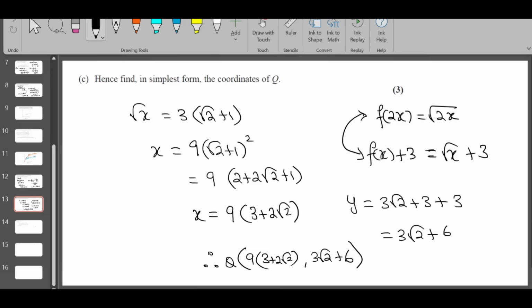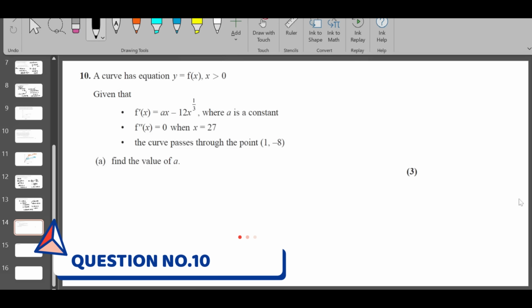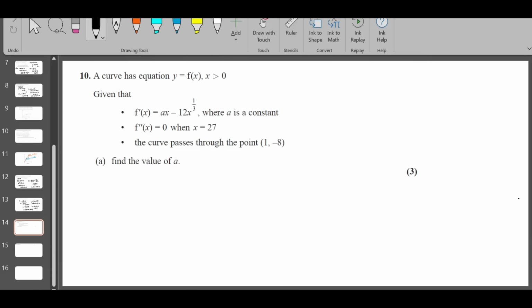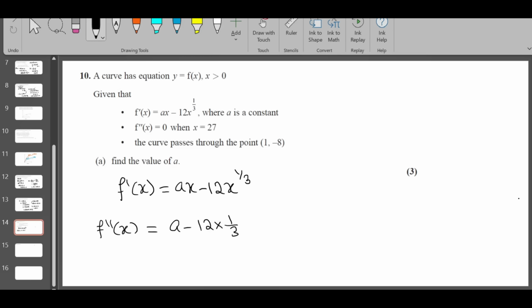That's all. Question number 10 now. We have f dash of x is equal to this. F double dash of x is 0 when x is 27. So I'm going to differentiate it again. Ax minus 12x power 1 over 3. When I differentiate it again, I will get a minus 12 times 1 over 3 x power 1 over 3 minus 1, which is minus 2 over 3.